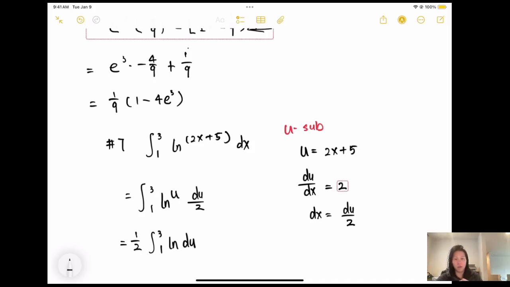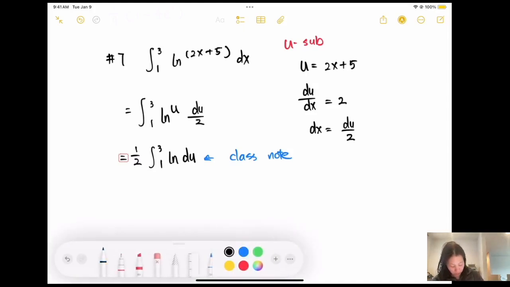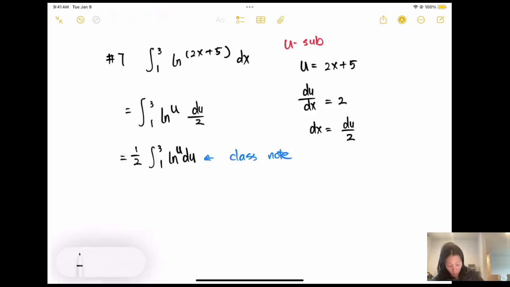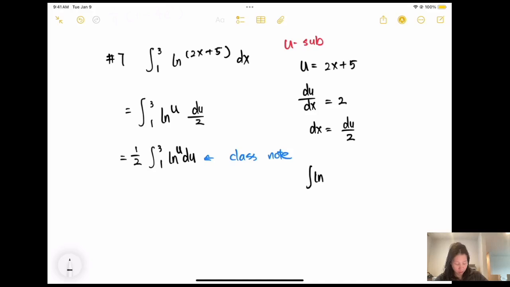All right, so the integral of ln x dx, from the class notes, is something that we learned during the class, so you can check your class notes. This part, I forgot the u. In this part, when we're trying to find the integral of ln u du, we need to use integration by parts.